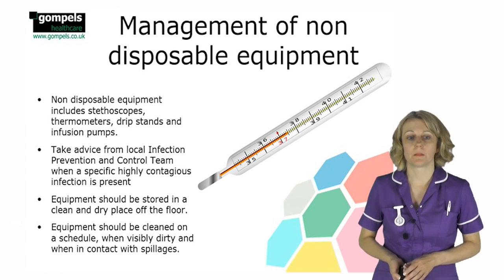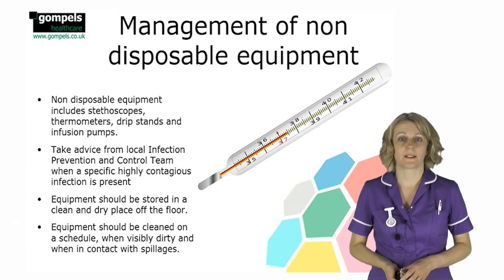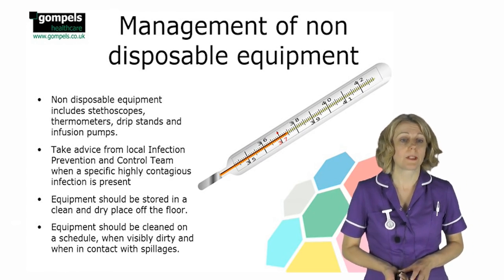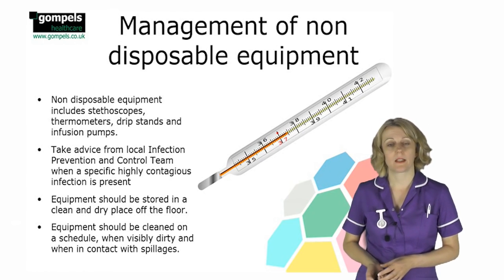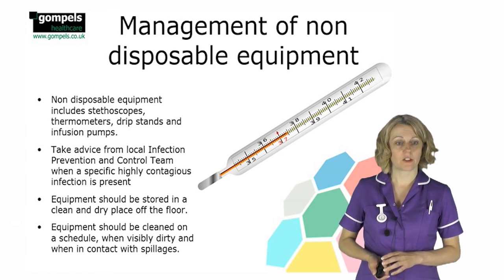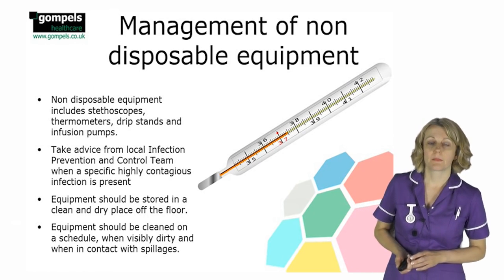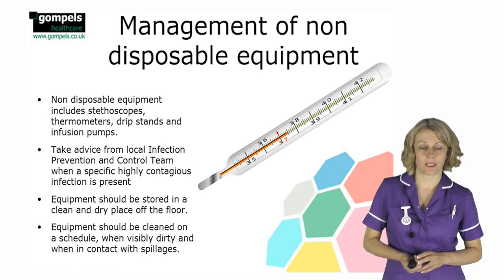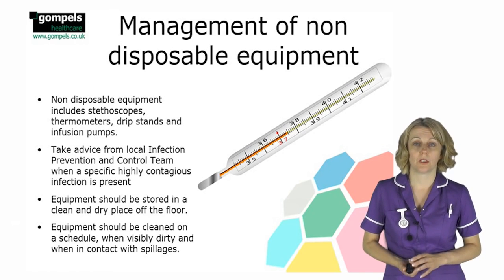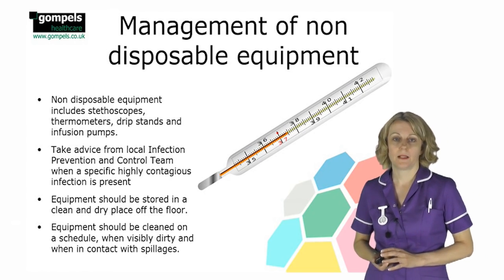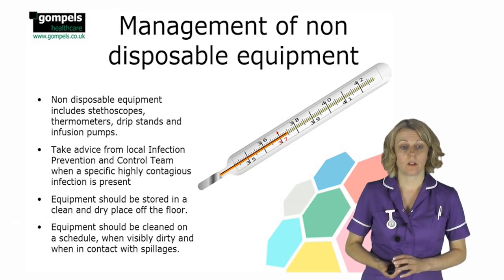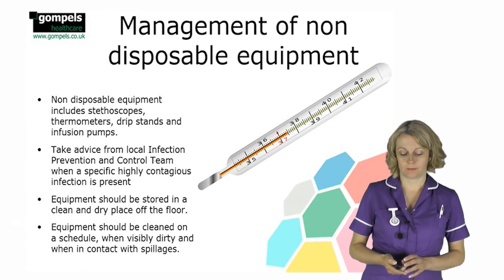Management of disposable equipment also requires guidelines. Non-disposable equipment includes stethoscopes, thermometers, drip stands and infusion pumps and other similar equipment. You should take advice from your local infection prevention and control team when a specific highly contagious infection is present. Equipment should always be stored in a clean and dry place off the floor once appropriately cleaned. And equipment should also be cleaned according to a schedule when it's visibly dirty or when it's been in contact with a spillage.